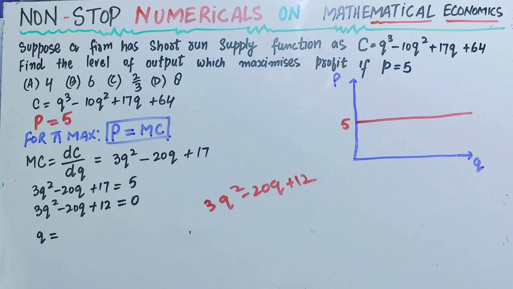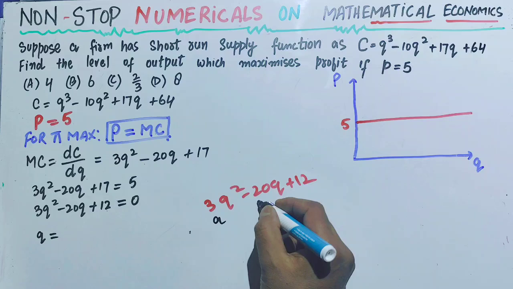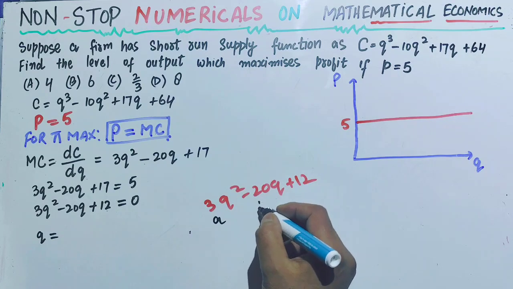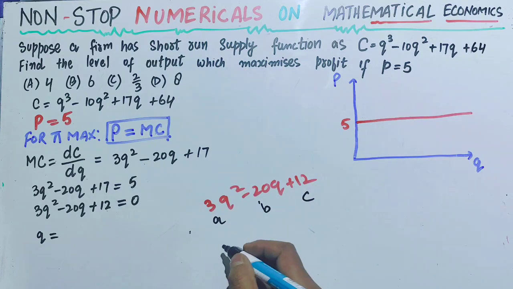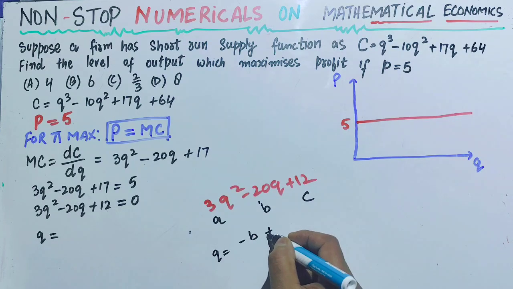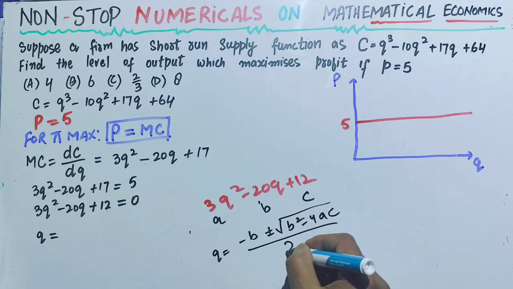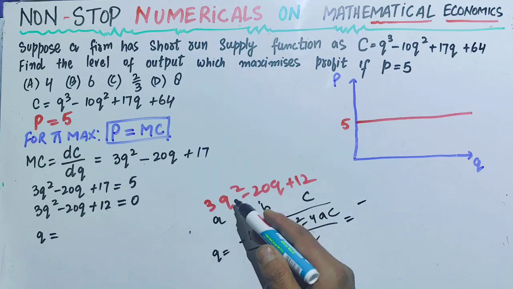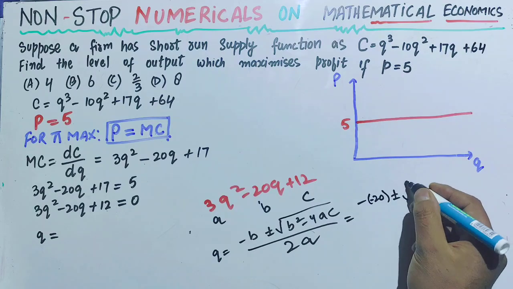Using the quadratic formula, let us say the coefficient of Q square is A, the coefficient of Q is B, and we have the constant term C. The coefficient of Q square is 3, which is A, the coefficient of Q is minus 20, which is B. Using the quadratic formula, Q will be equal to minus B plus minus square root of B square minus 4 times A into C, divided by twice A. We know this formula. So first we have minus B, and the coefficient B is minus 20, then we have plus minus.